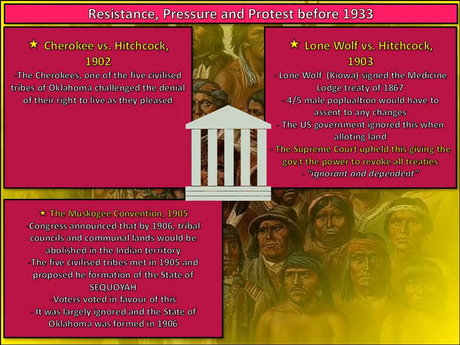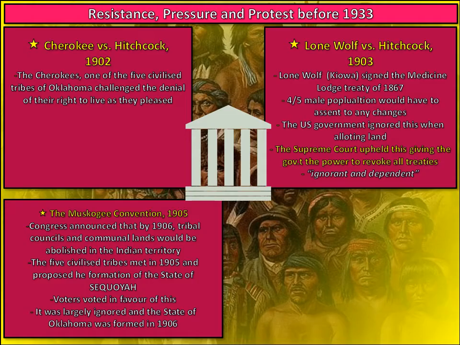Now, by 1906, Congress announced that tribal councils and communal lands would be abolished in the Indian Territory, which is where those 5 civilized tribes lived. As a reaction to this, these 5 civilized tribes had already started to meet in 1905 at the Muskogee Convention, Muskogee being a town in the Indian Territory. And they proposed quite a radical solution. They said, why don't we become part of the United States of America, but our own state will belong to us and we live as we please. They wanted to call that state Sequoia, and the members of those tribes voted in favour of this idea.